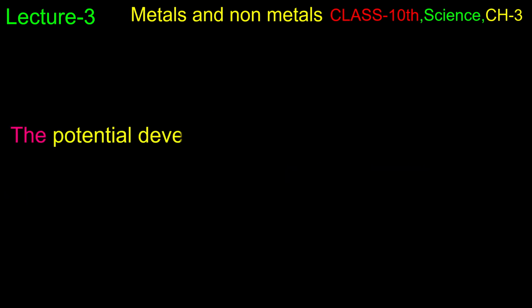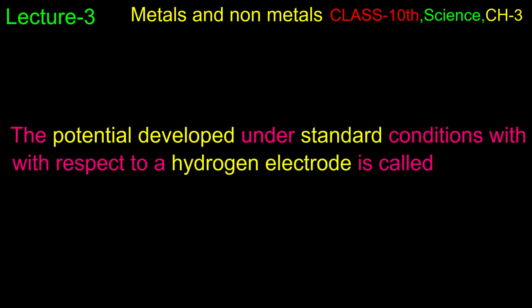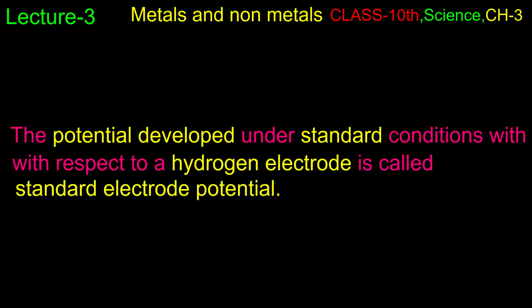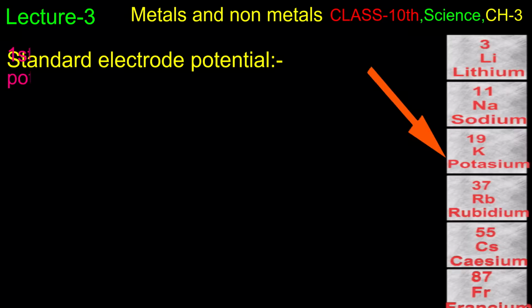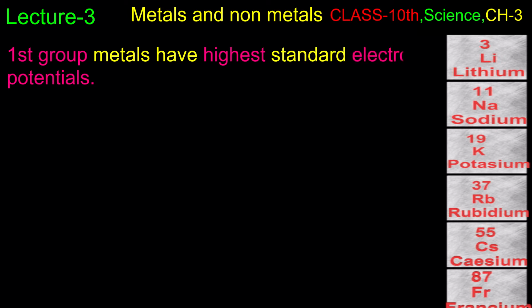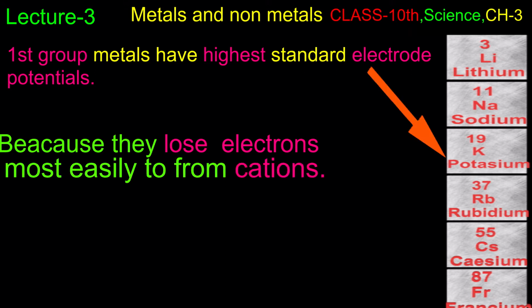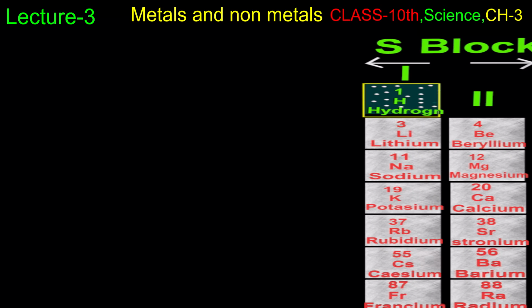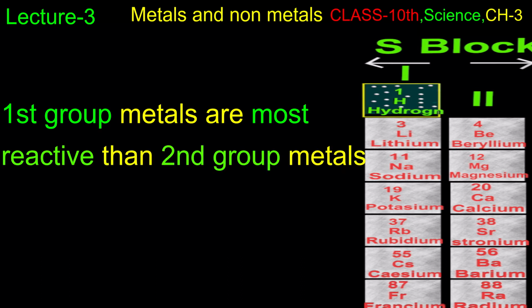The potential developed under standard conditions with respect to a hydrogen electrode is called standard electrode potential. We shall learn more about standard electrode potential in 11th class. First group metals have highest standard electrode potentials because they lose the electrons most easily to become cation. After that come the metals of second group. It means first group metals are most reactive, then second group metals.